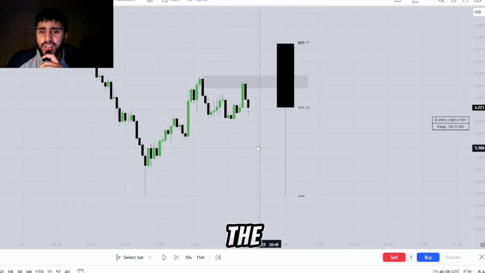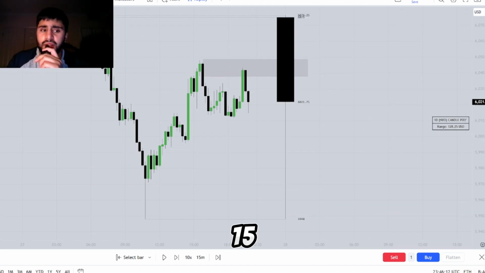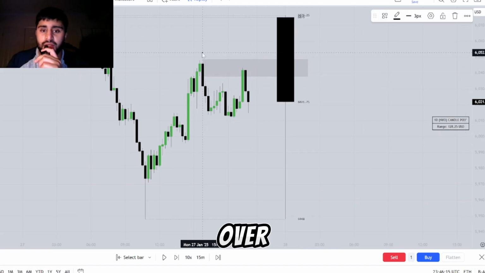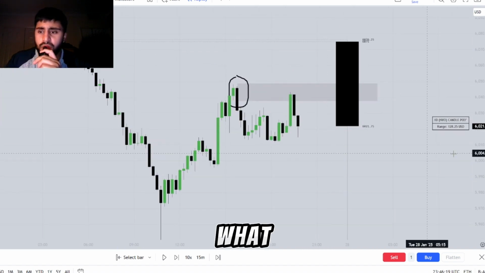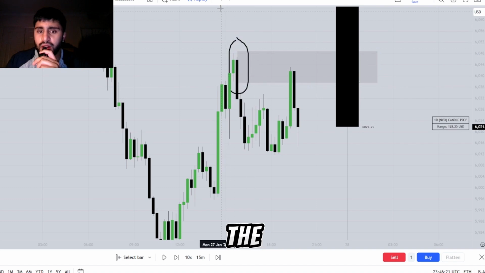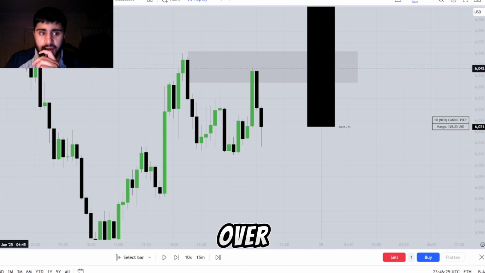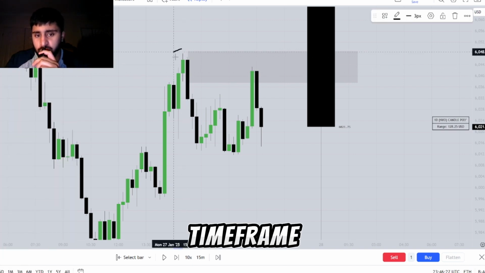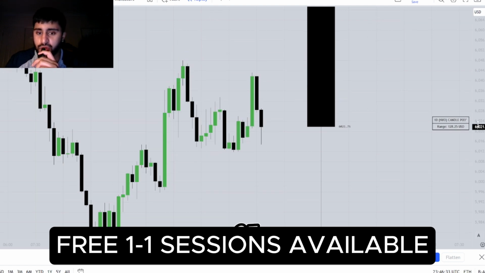The first step I look for is, of course, a 15-minute fair value gap. A 15-minute fair value gap is something we see over here. Price has left a 15-minute fair value gap. When we zoom into this, what we're really looking for is the last candle before the imbalance. You can see the imbalance was just over here. On the 15-minute time frame we are using the last candle before the push lower. This is important to understand. This is step one of the strategy.